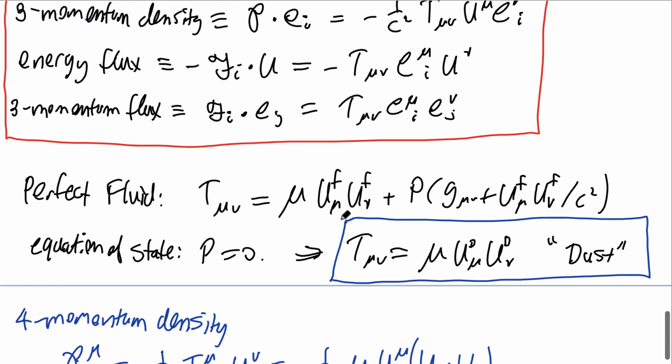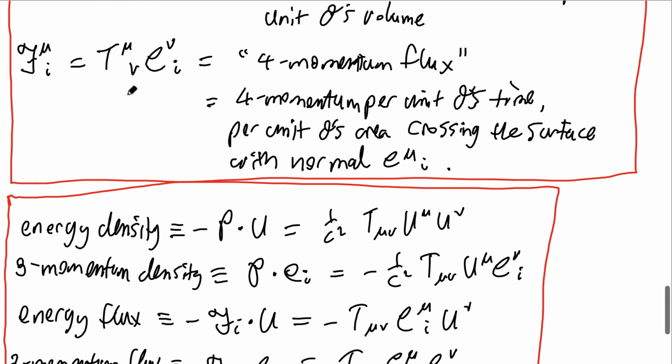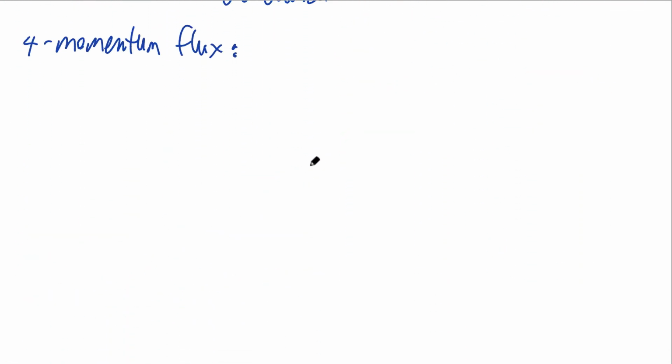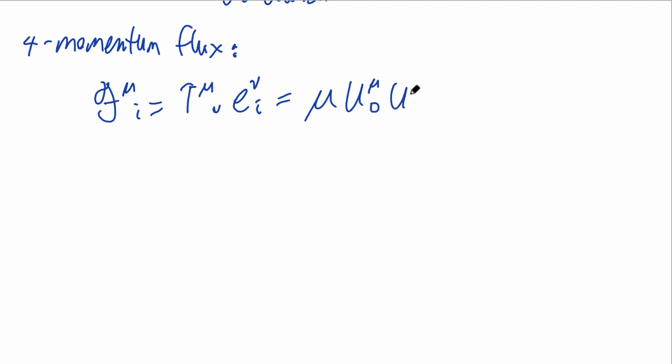If we recall, the four momentum flux is just defined as T^μν e_ν^I. So that's F^μI equals T^μν e_ν^I. But T^μν is the mass density times u^μ of the dust, u^ν of the dust, e_ν^I. And now if you'll recall, this combination is just the ith component of the velocity as seen by the observer O times gamma, the gamma factor of the dust as seen by the observer O.